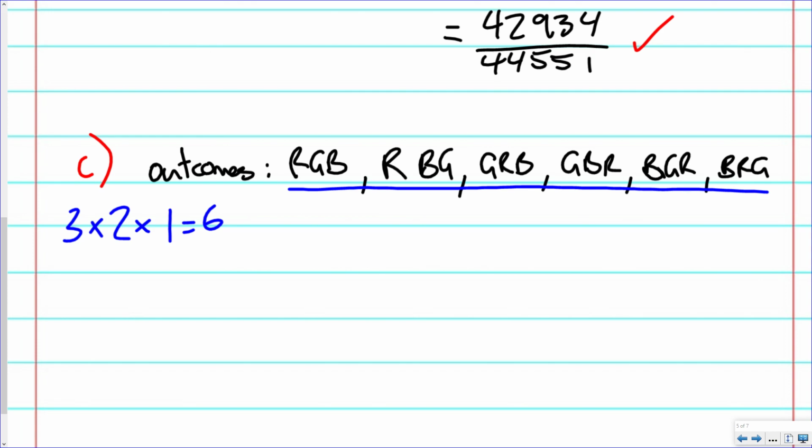So now, what we're going to do is find the probability of getting a red, a green, then a blue. Or a red, then a blue, then a green. Or a green, then a red, then a blue. And then a green, and a blue, and a red. And like so on.